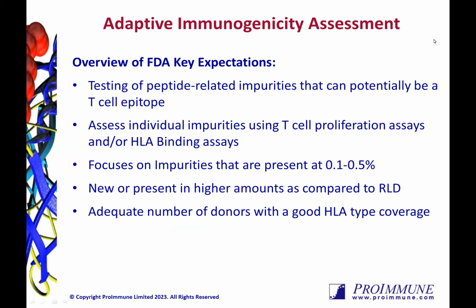Next, on the FDA key expectations in relation to adaptive immunogenicity assessment, they expect peptide-related impurities to be tested as they can potentially be a T-cell epitope. The FDA has recommended assays such as the T-cell proliferation and the HLA binding assays to assess individual impurities. In particular, focusing on impurities that are present at 0.1 to 0.5%, which are new or present in higher amounts as compared to the RLD. An adequate number of donors with good HLA type coverage is expected as well.